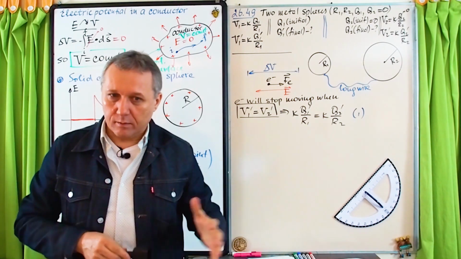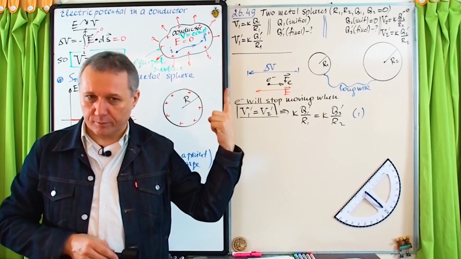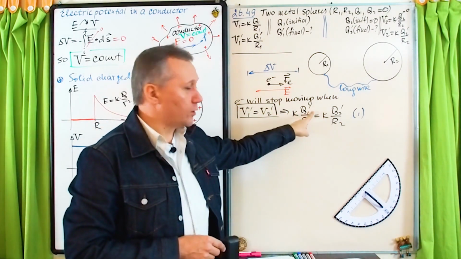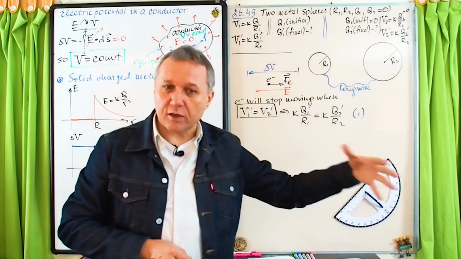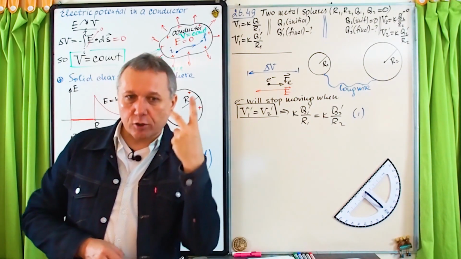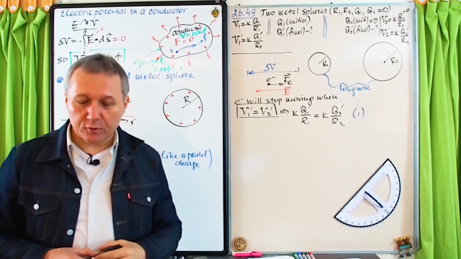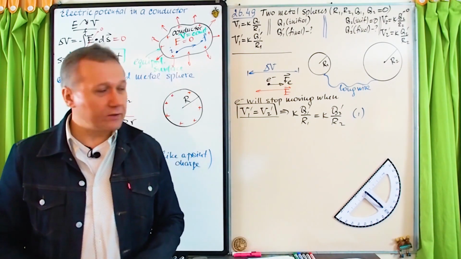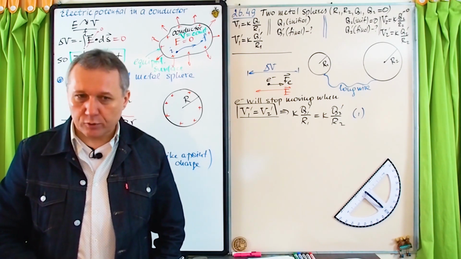Okay, now let's think. Is it enough to solve the problem? We have one equation. How many unknowns? We need to find Q1 prime, and we need to find Q2 prime. It's the amount of charge after we connect these two spheres, right? So one equation, two unknowns, not enough. From a mathematical point of view, we cannot solve a system like this. So we need to somehow find a second equation. Without the second equation, we wouldn't be able to solve this problem.